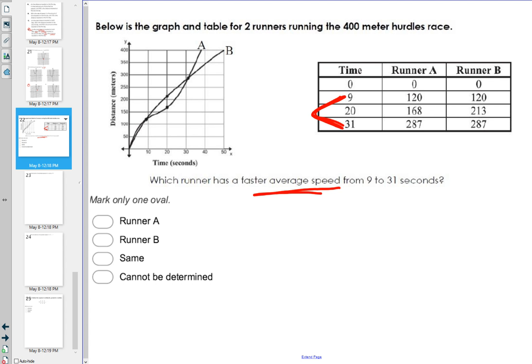So if you're going to have a faster average speed over those 22 seconds, you have to cover more distance. Well, runner A went from 120 meters to 287. But runner B did the exact same thing over the time interval. So what's their speed going to look like? If their distance is the same and their time is the same, what is their speed going to be?